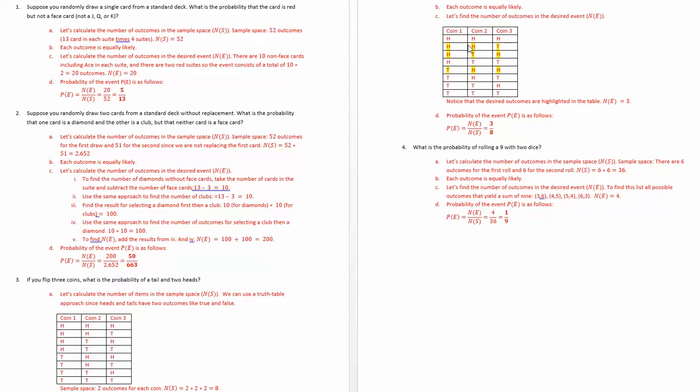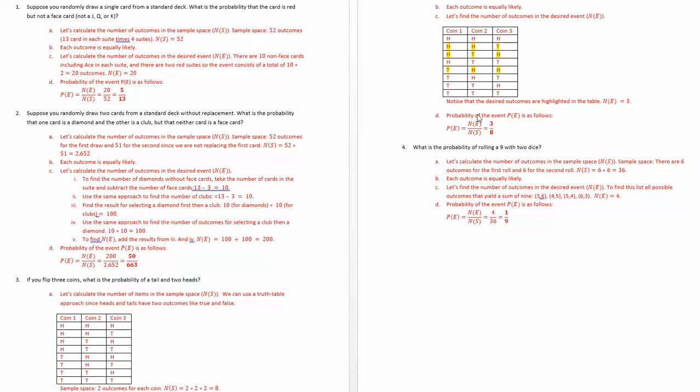So we end up with 2 heads and a tail in the second row, and the third row a head and then a tail and a head, so that satisfies it. And then finally you have tail and 2 heads. So there are going to be 3, as I've highlighted here, 3 desired outcomes.